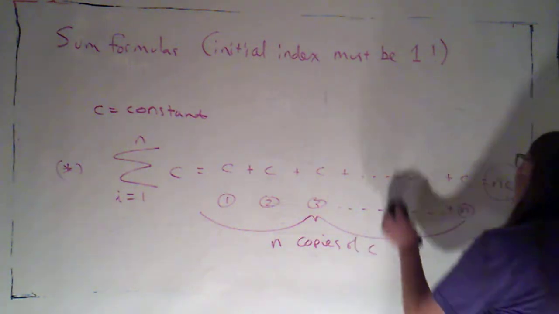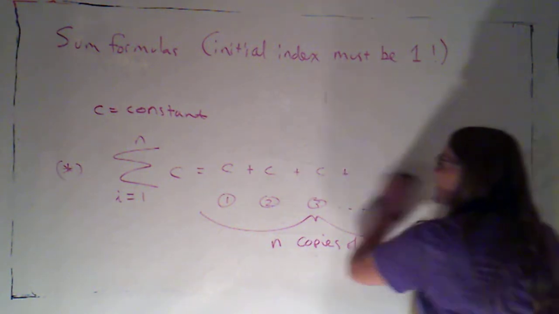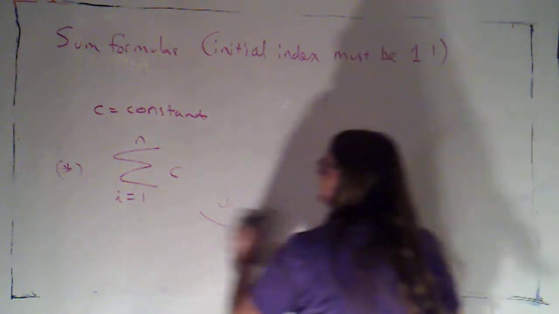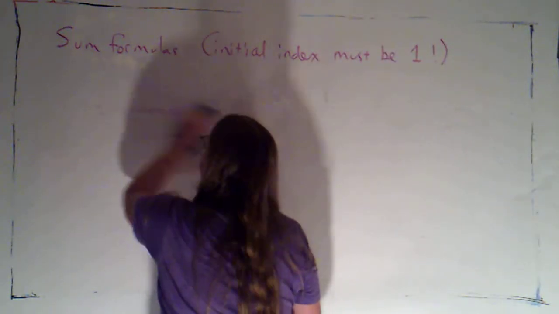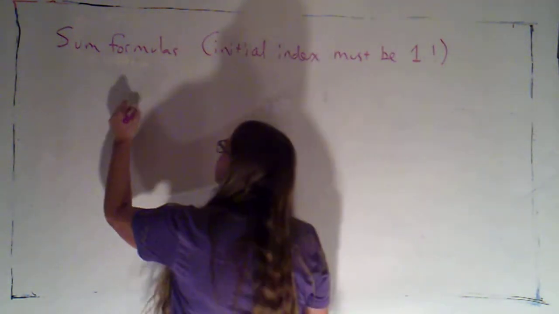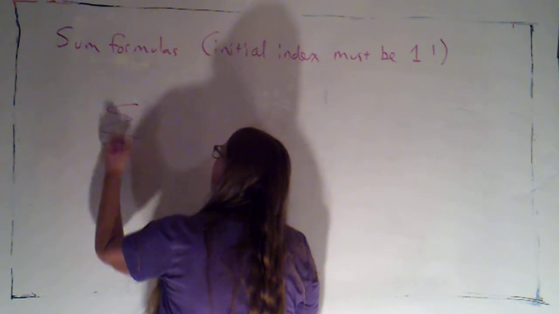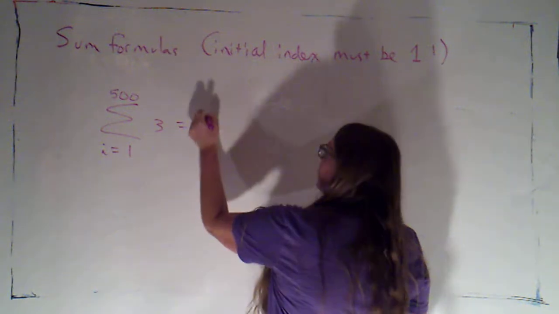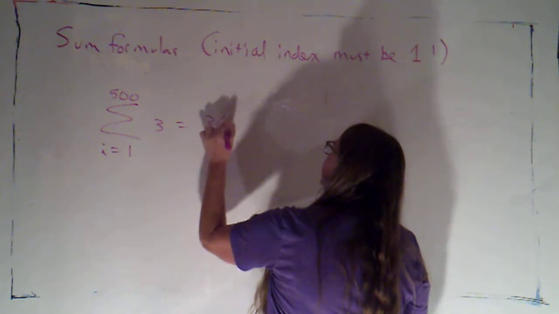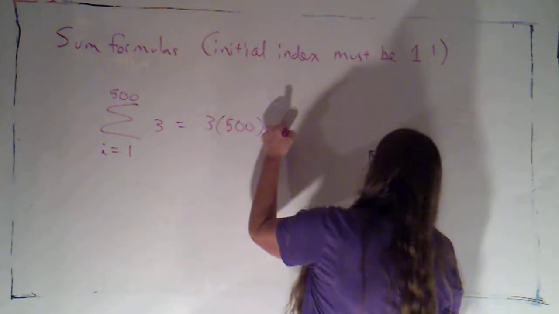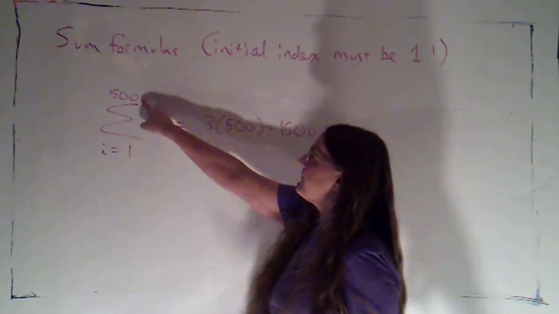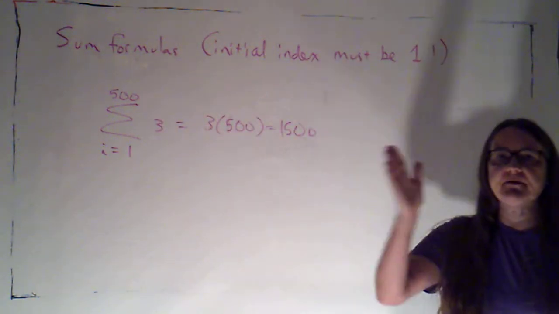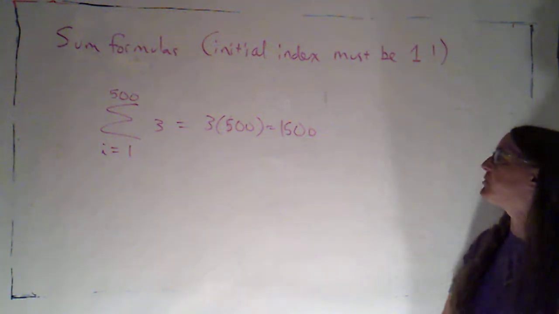Now, let's just take a look at two quick examples. Okay. So if I had the sum as i goes from 1 to 500 of 3, that would be 3 times 500. So it's 1500. I'm just getting 500 copies of 3. 3 plus 3 plus 3 plus 3. Repeated addition is just multiplication.